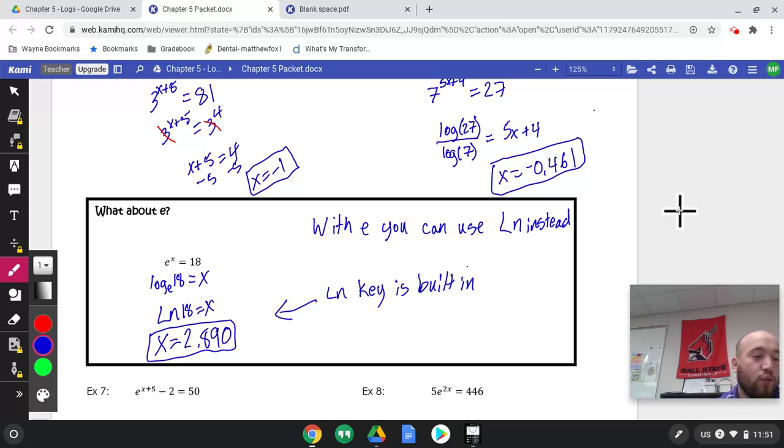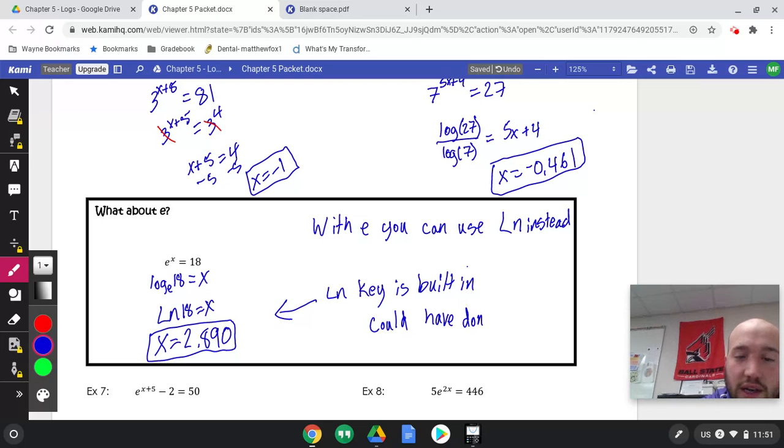Now, what I'm about to do you don't have to write, but if you wanted to, we could have done it the old way. If we look back at this original problem, e to the x equals 18, we could have written that as log of 18 divided by the log of e. Keep in mind, this is not log base e, this is log base 10 of e. So we could have rewritten that to equal x.